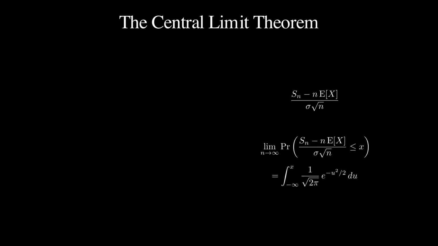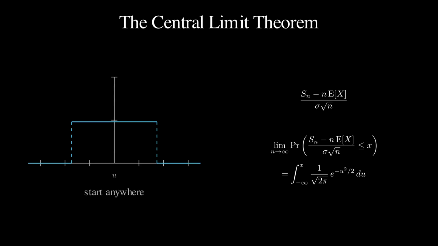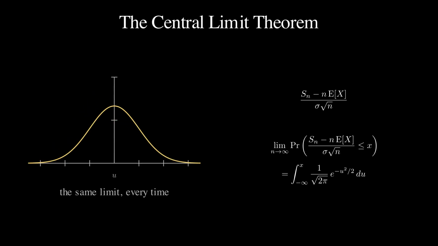Now here, what the theorem does not ask. It does not ask where you start. Begin with a flat distribution or a lopsided one, standardize the sum, and the limit is the same standard normal every time. Only the mean and the variance survive. Every other detail of the starting distribution is forgotten in the limit. That is why the Gaussian is everywhere. It is the shape large sums cannot avoid.